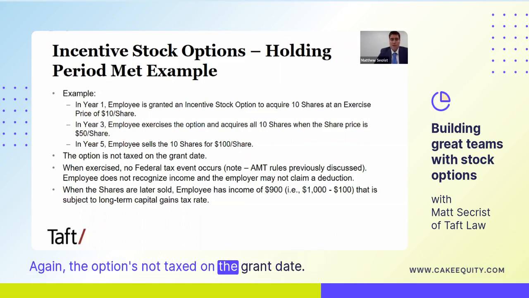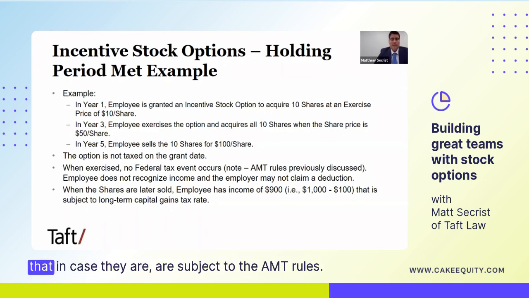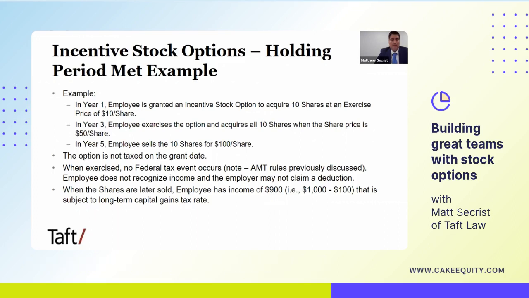Again, the option is not taxed on the grant date. Now, when the option is exercised, there's no federal tax event. Again, just note the alternative minimum tax rules that I mentioned before. It's not likely that they're going to be triggered because of tax reform, but still the employee should consider that in case they are subject to the AMT rules. And the employer cannot claim a deduction.